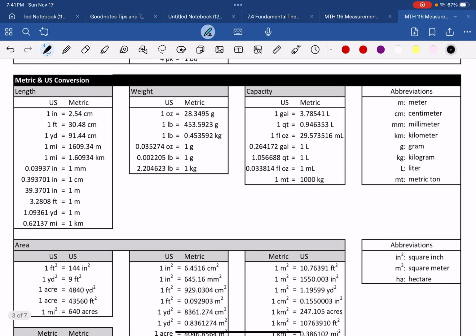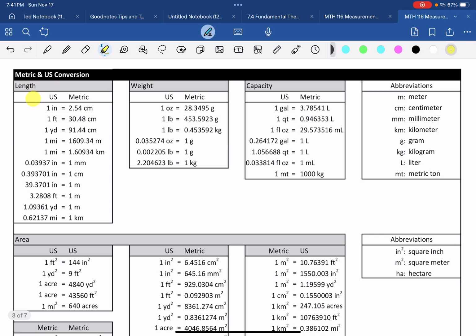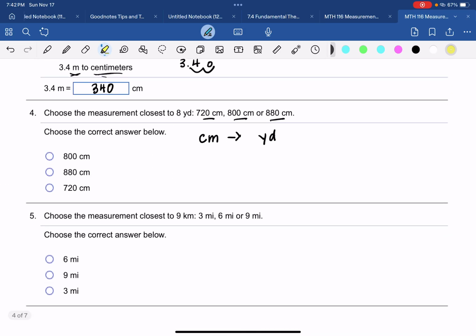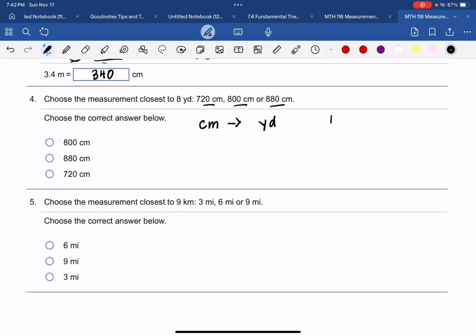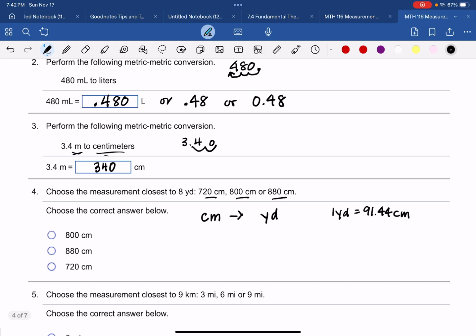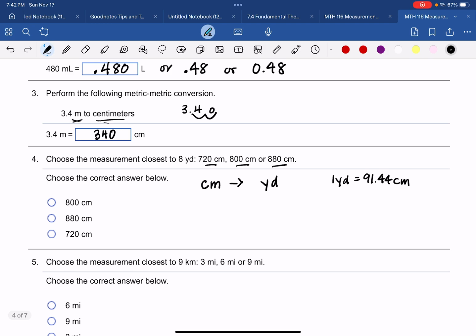Here we go. All right, so here's our U.S. metric length, and we're going to go centimeters to yards, and look what we have. 1 yard is 91.44 centimeters. I'm going to check that again to make sure I have it right. 1 yard is 91.44 centimeters.